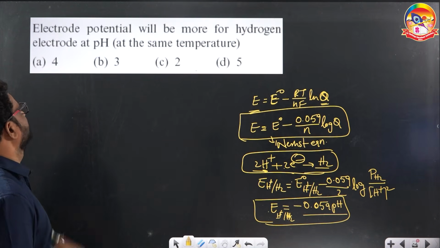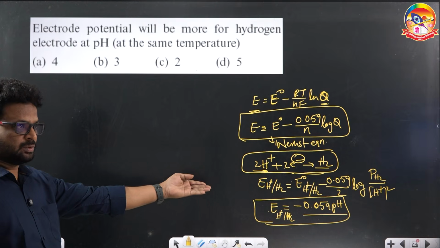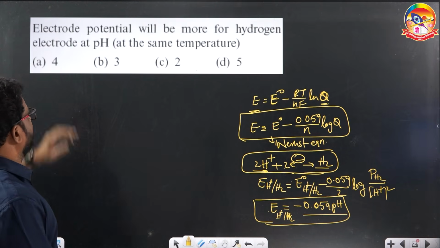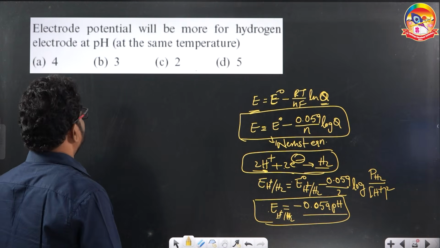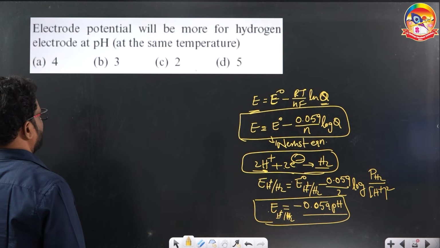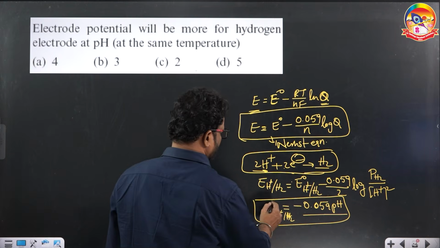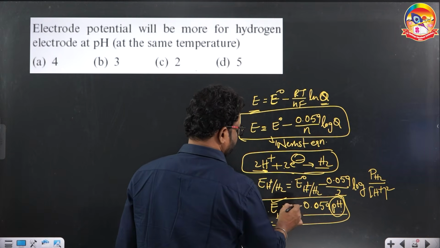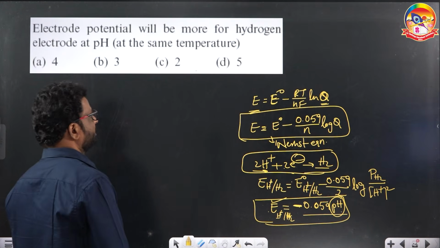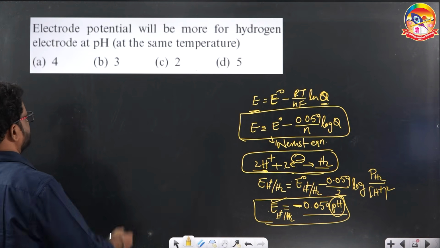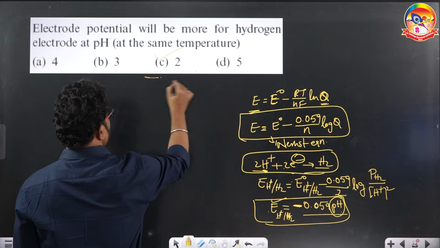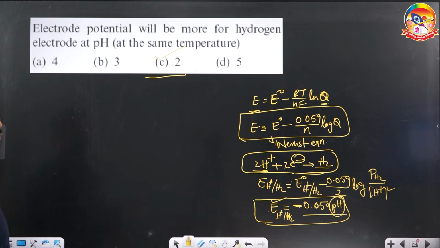Now answer the question. If it is oxidation potential, it is plus 0.059 into pH. Electrode potential will be more for the hydrogen electrode at a pH of... Hydrogen electrode potential will be more if pH is less because there is a negative sign. For lower pH, electrode potential will be more. So that means option C with value 2 is the answer.